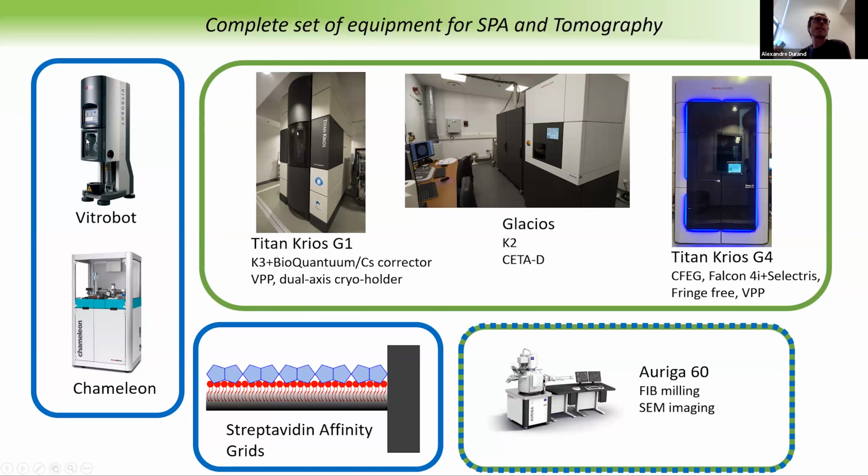We also offer access to sample preparation methods and equipment, such as the Vitrobot, of course, the chameleon, which is the topic of today's presentation, and also for particularly difficult samples, we can offer access to streptavidin affinity grids. And on the edge of sample preparation and imaging, we also have a FIB scanning electron microscope that can be used either for imaging or for making lamellas for tomography on the transmission electron microscope.